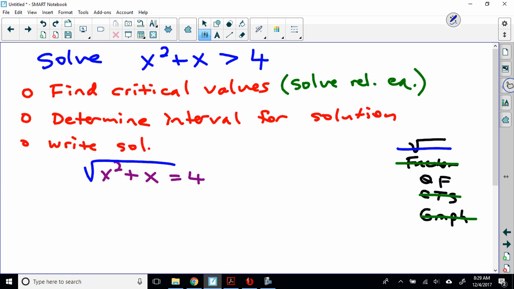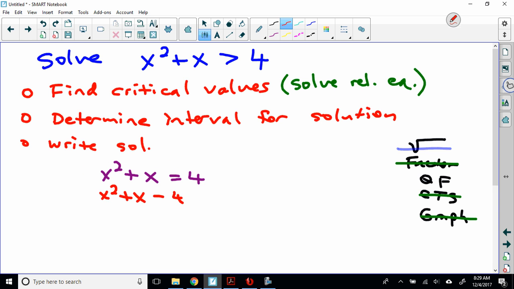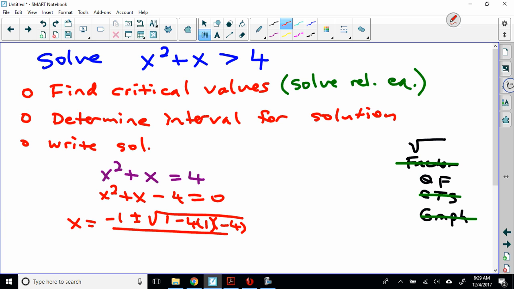So here we go. Before I can do that, I got to have x squared plus x minus 4 equals 0. So x is negative b plus or minus the square root of b squared minus 4ac all over 2a. So that's going to be negative 1 plus or minus the square root of 17 all over 2. So those are my critical values.